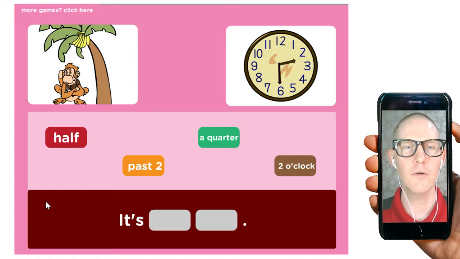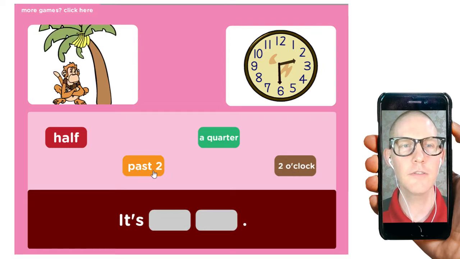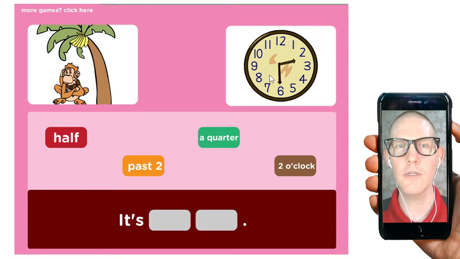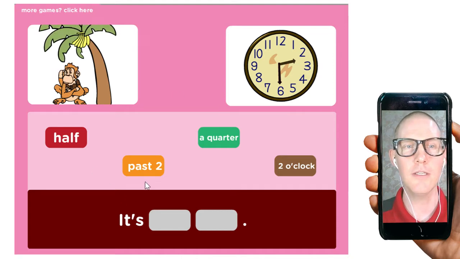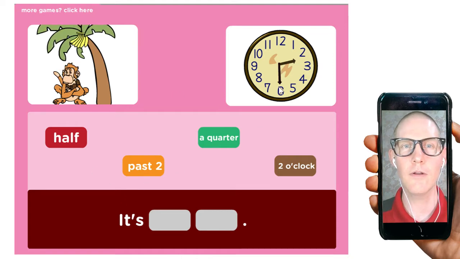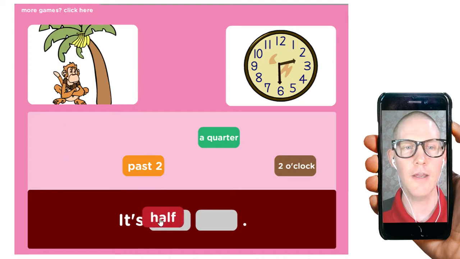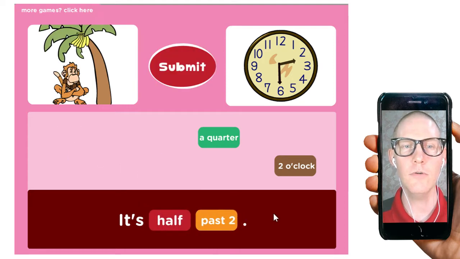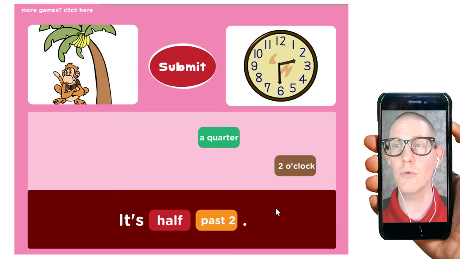Okay, so let's take a look at what we have. There's 2 o'clock, a quarter past 2, half past 2. A quarter is not going to work because a quarter could be a quarter to something, or if it's over here, a quarter past something. So let's see, the long hand is all the way down. It's half past 2. So in other words, it's 2:30, right?